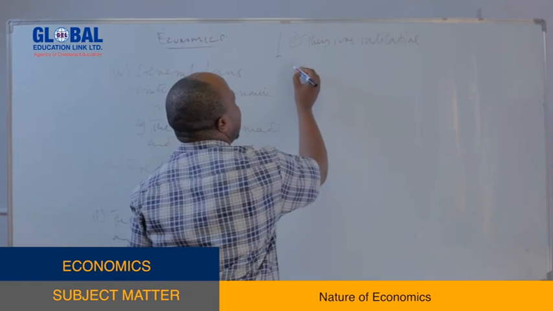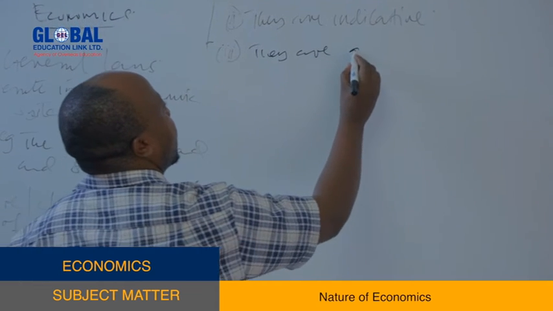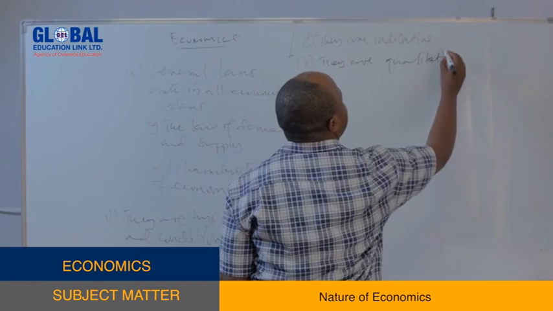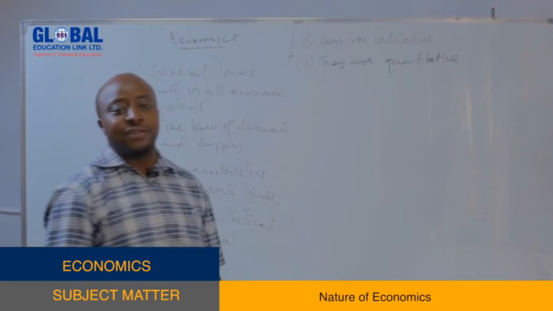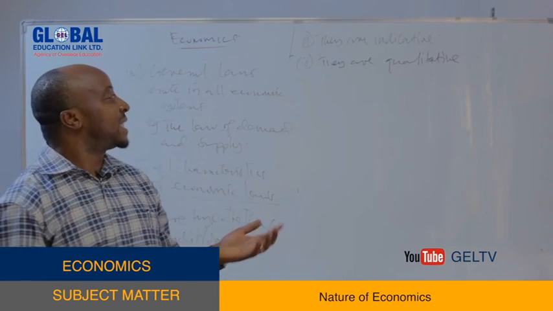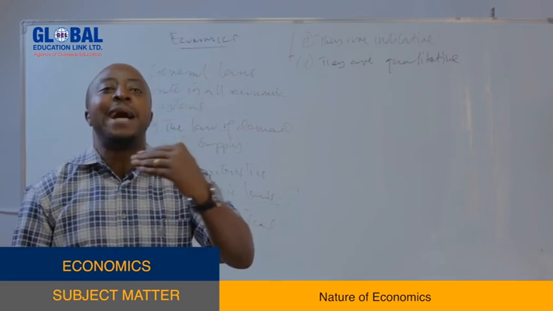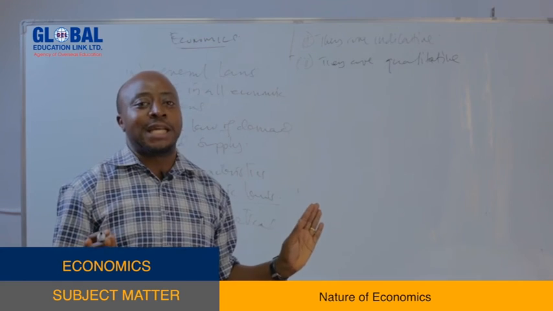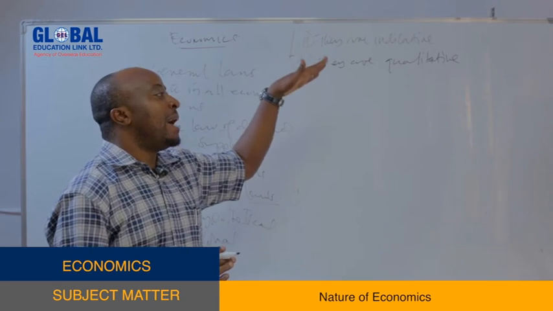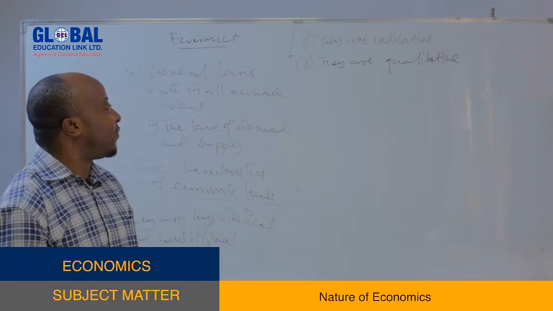Number three, economic laws, they are qualitative. What do we mean when we say qualitative? It means economic laws are not quantitative. When you state economic laws, for example, you are just stating that when the price changes, demand will change. But by how much? It's not explaining. So it is qualitative because it is not stating, when the price changes, by how much the quantity is going to change. So they are qualitative, they are not quantitative. So that is one of the features.